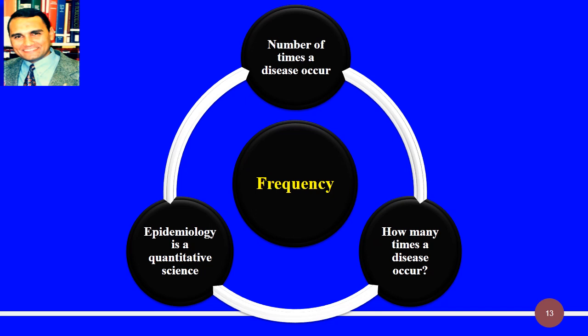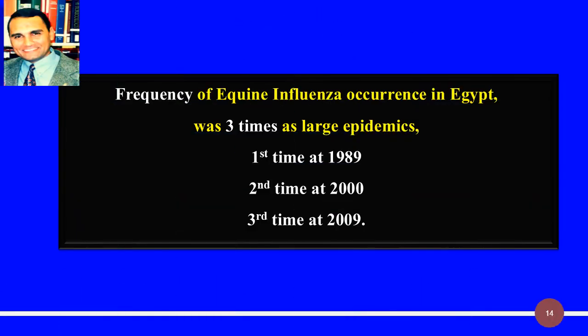Frequency means the number of times the disease occurs in a certain population. So, epidemiology is a quantitative science. Frequency of equine influenza occurrence in Egypt was 3 times as large epidemics. The first time was in 1989, the second time at the beginning of this millennium, and the third time in 2009. So, collectively, equine influenza occurred in Egypt 3 times as large epidemics.